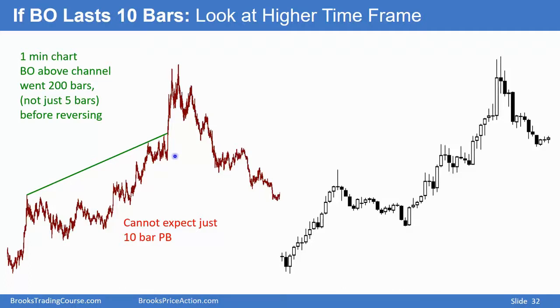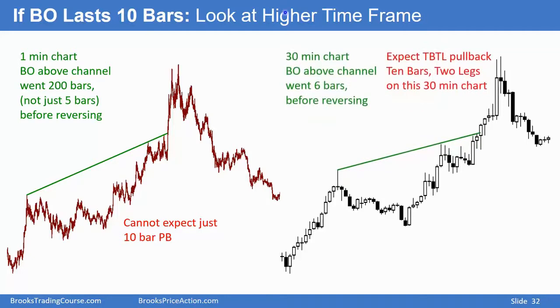Well, there's an additional point about that 70% rule. The 70% rule works on the highest time frame where you can draw the channel. And is this 1-minute chart the highest time frame where I can see this channel? No. In fact, this channel rallied for 200 bars before it reversed down. And my rule is 70% chance it reverses down within 5 bars, but on the highest time frame chart that shows the channel. Here's a 30-minute chart of this 1-minute chart.